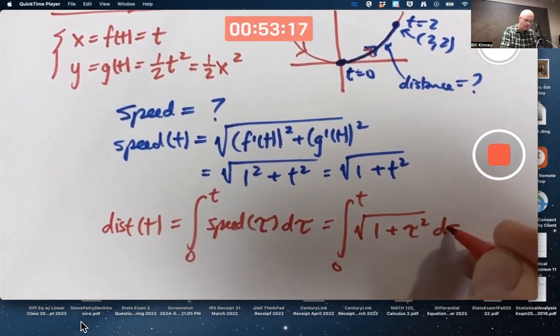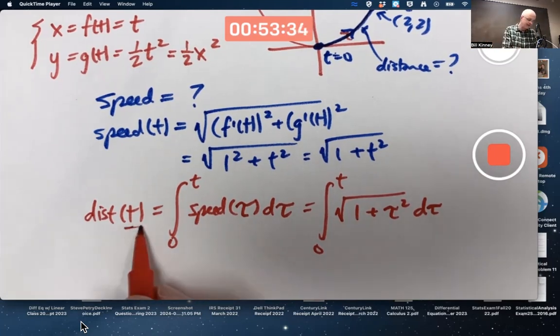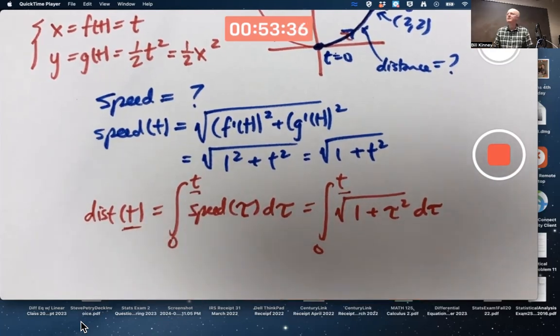Okay, why am I picking a tau? Just because it's the Greek version of t and because I think it's kind of pretty. That's why. Just use some other letter. I could have used a W, I could have used a U, I could have used a Z. It doesn't matter. It's a dummy variable. T is the variable for this function. It is the upper limit of the integral.